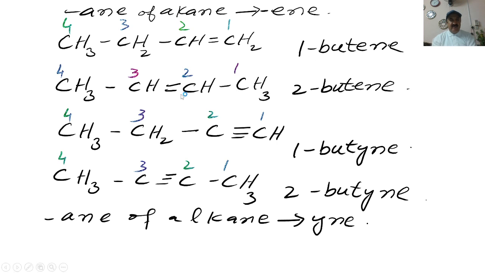So here the double bond is here. You can do numbering from this side or from this side, no problem. Let's say I do it from this side. So at carbon 2 there is a double bond. So it is called 2-butene.